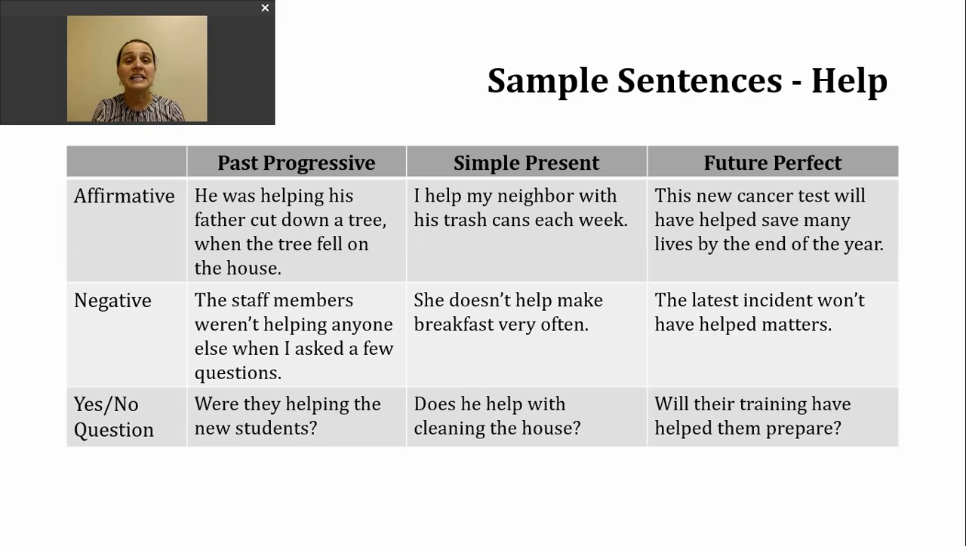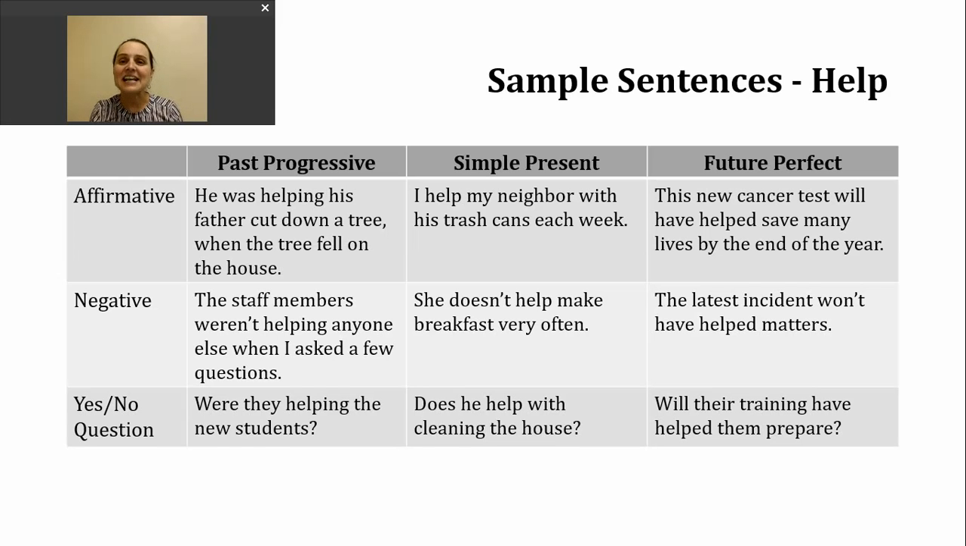If I want to make a yes or no question in the simple present, I'm going to start with do or does, then I'll have my subject, and then the base verb. Let's take a look. Does he help with cleaning the house?